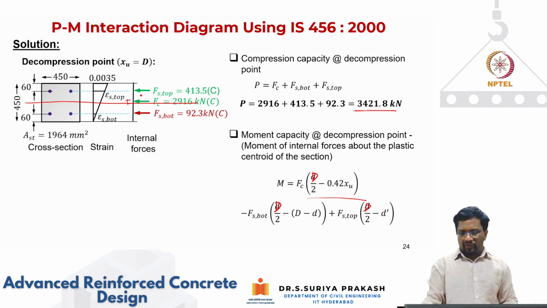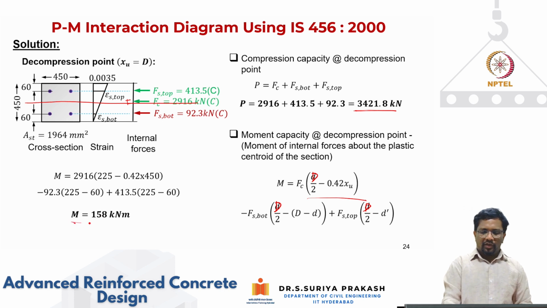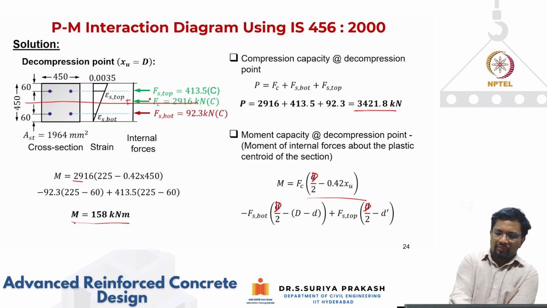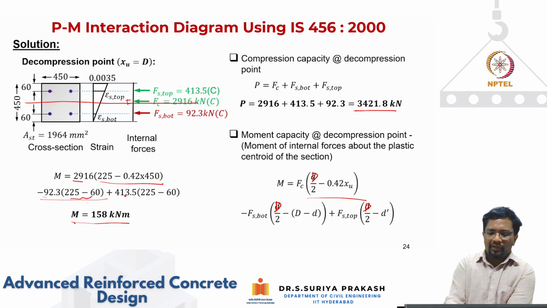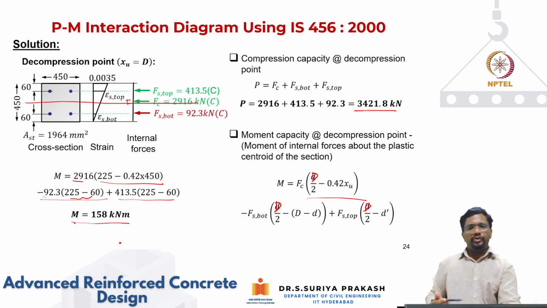Now you see here, both of them are adding up. So if you add all of them, then you get a moment resistance. You see here, this FC is positive, clockwise, so this is a positive lever arm. Now the next one is FS bottom. It is taking negative 92.3 multiplied by 225 minus 60. This distance, this y, will be negative. That is the reason the moment contribution is negative. Similarly, the next one will be positive. So when you add all of them, you get a moment resistance of 150.